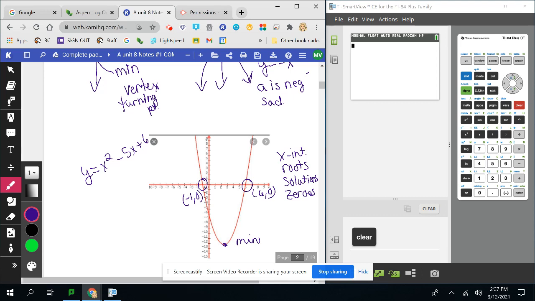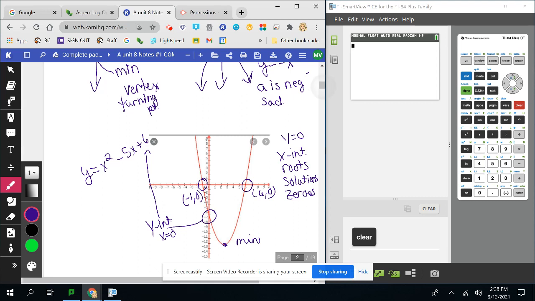The last point that's important is our y-intercept. Our y-intercept on a graph is wherever x is 0, and so that always corresponds with c. Our x-intercepts are when y equals 0. So those are important things from there.